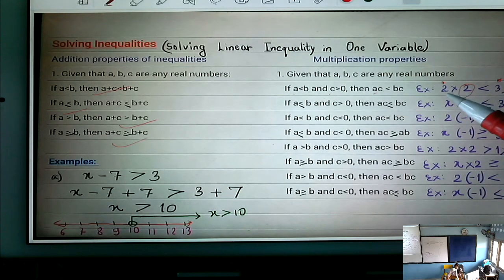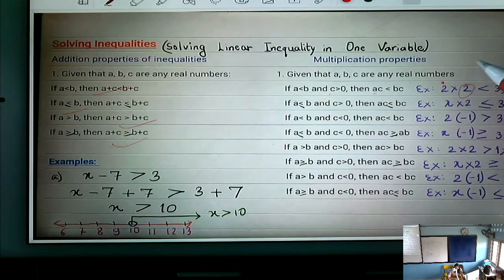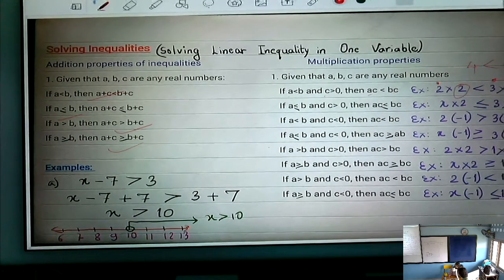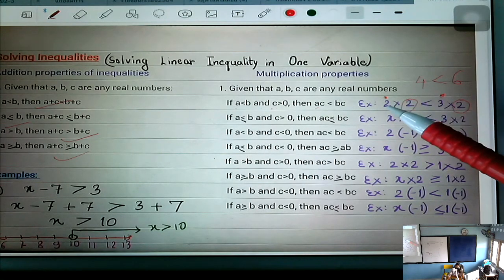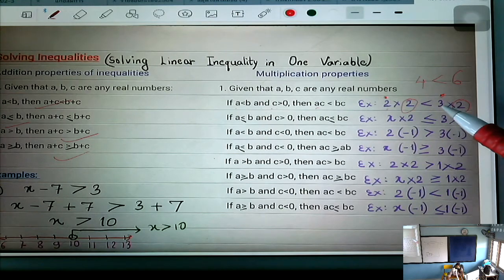See, this 2 is less than 3. Now, if you multiply with C, look at 2, then you get 4 less than 6. Can you see? Okay. Now, look at the example here. 2 is A, 3 is B, and this circled 2 is C. So, if you multiply A into C, it is less than B into C.